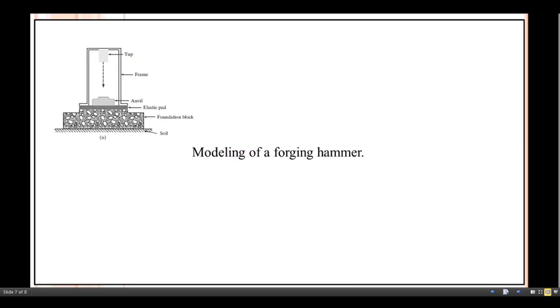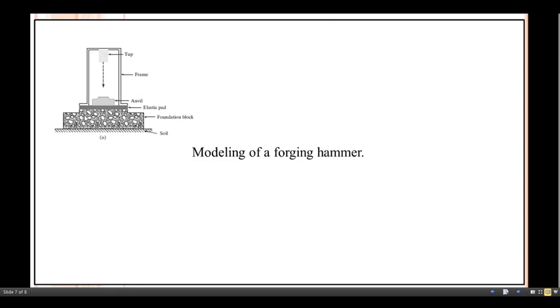Now, let us see how any physical system is converted into a mathematical model by considering the basic parameters involved in the vibration study. Okay, for that, just see the modeling of a forging hammer. This system consists of a frame, a falling weight known as a tub, an anvil, and the foundation block.